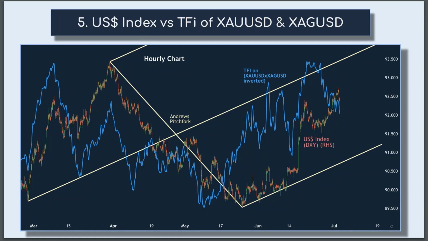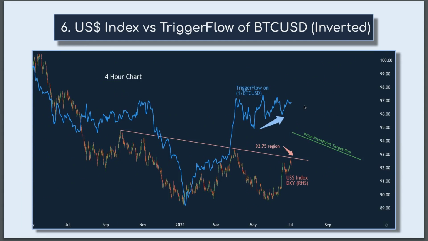Because after the big sell-off we've seen in the dollar over the last couple of years, I don't anticipate a strong dollar bid right away, but it could be. But I think it's going to take a little bit of time. Following that up, it is the dollar index versus the TriggerFlow of Bitcoin, inverted again, as I mentioned there.